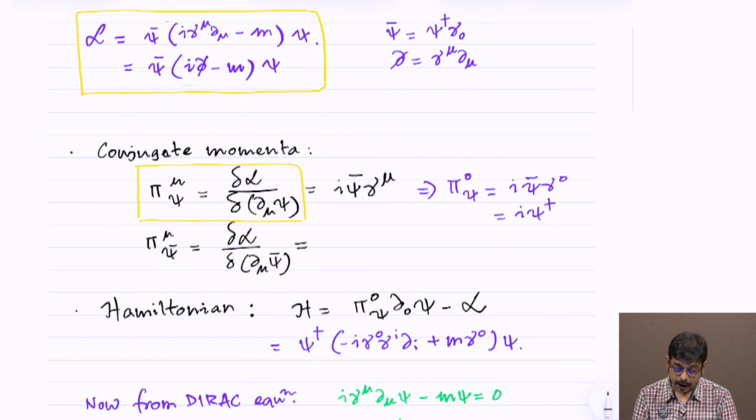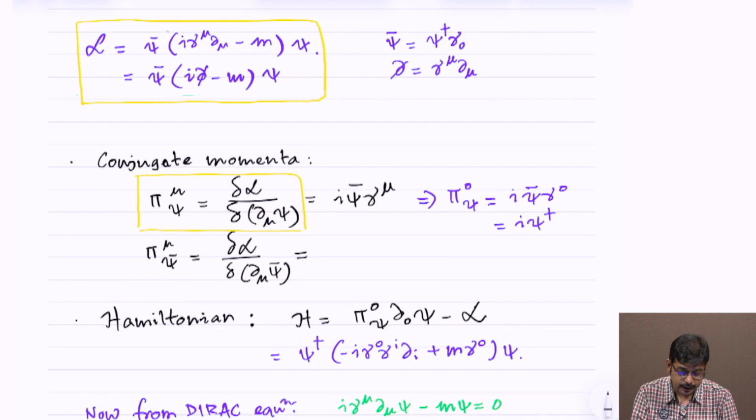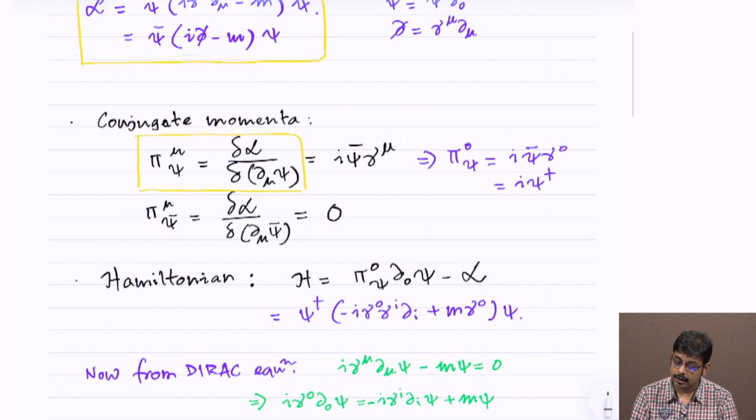Then we can also define this with respect to psi bar, pi mu psi bar, that will be del L by del of del mu psi bar. Just looking into the Lagrangian, it is clear that there is no such term, so this is going to be equal to 0. So, we can also say that pi 0 psi, when we put mu equal to 0, is going to be i psi bar gamma 0, which is nothing but i psi dagger, because psi bar is psi dagger gamma 0 and gamma 0 squared is equal to 1.